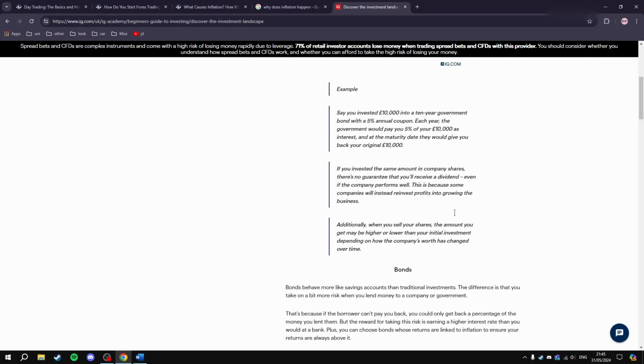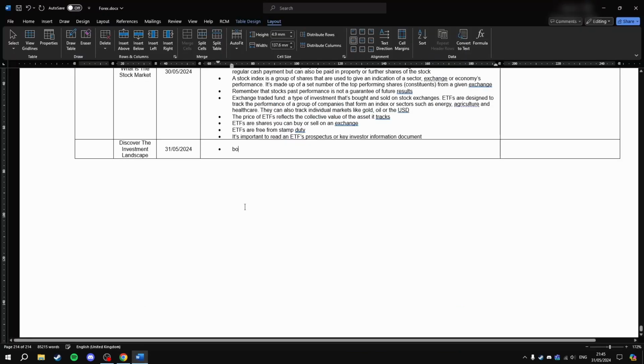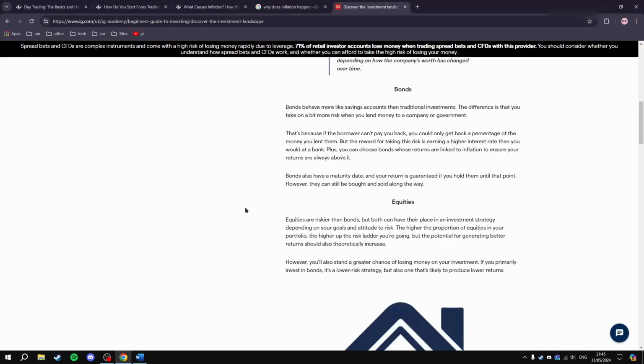Bonds. Bonds behave more like savings accounts than traditional investments. The difference is that you take on a bit more risk when you lend money to a company or government.